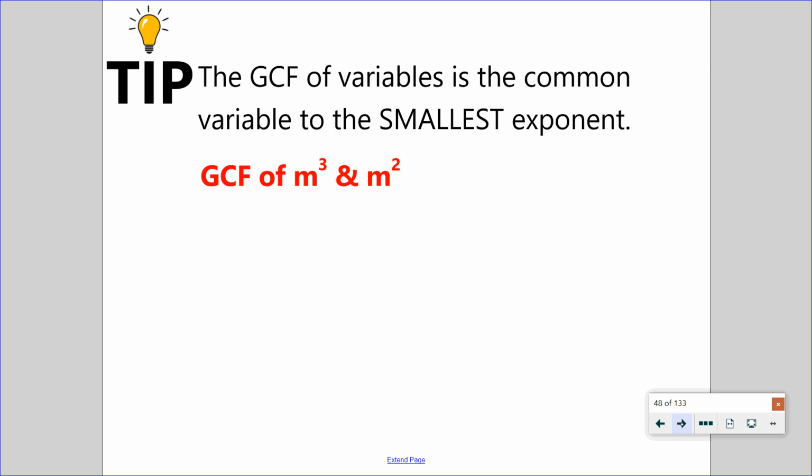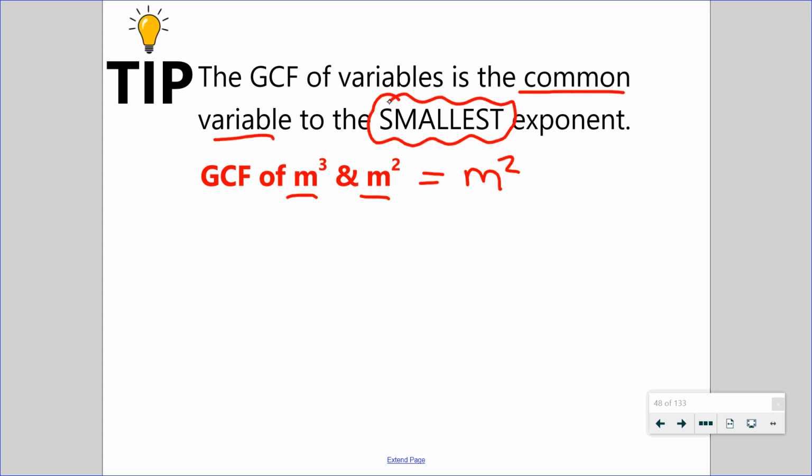Well, a little tip for you when it comes to the variables. You can find the greatest common factor of the numbers either by prime factorization or just knowing your rules of multiplication, knowing your times table. But when it comes to the variables, in that last example, I wanted the greatest common factor of m cubed and m squared, and I saw that that was m squared. Well, my tip to you is the GCF of variables is the common variable to the smallest exponent.